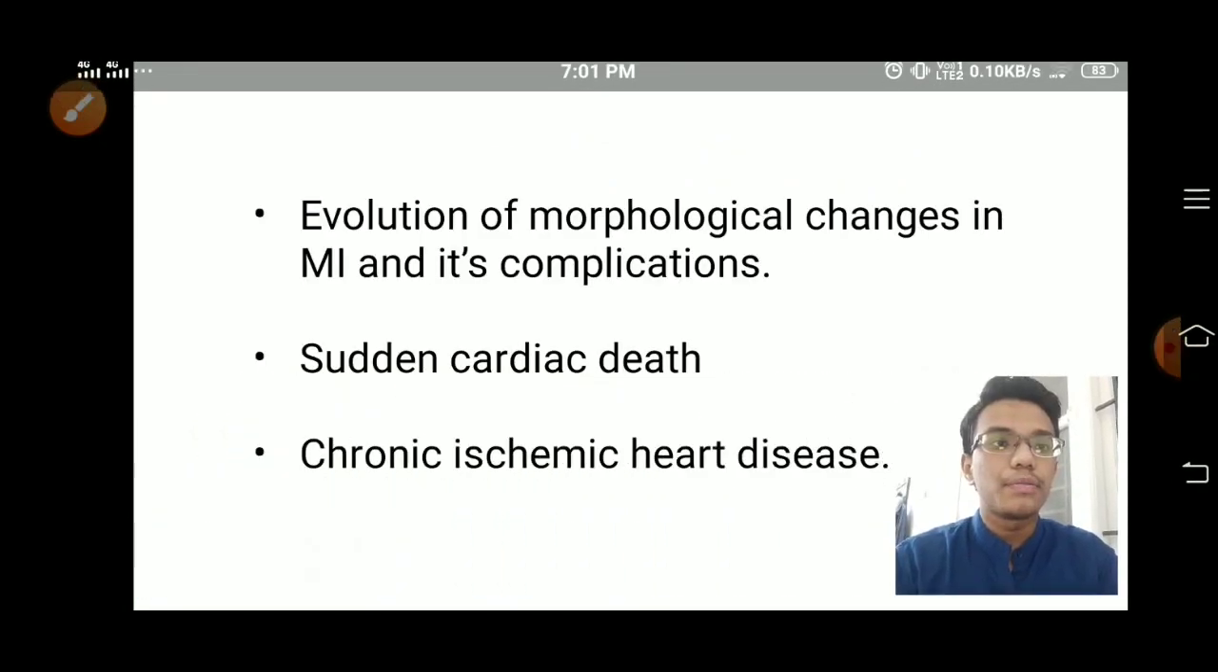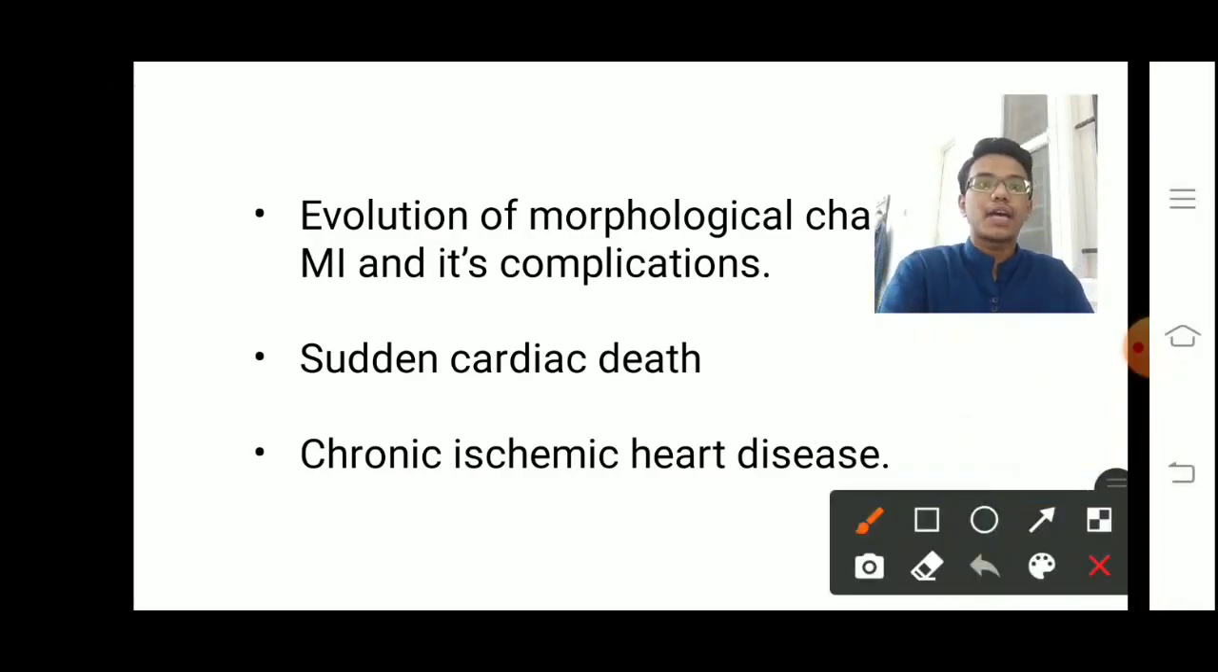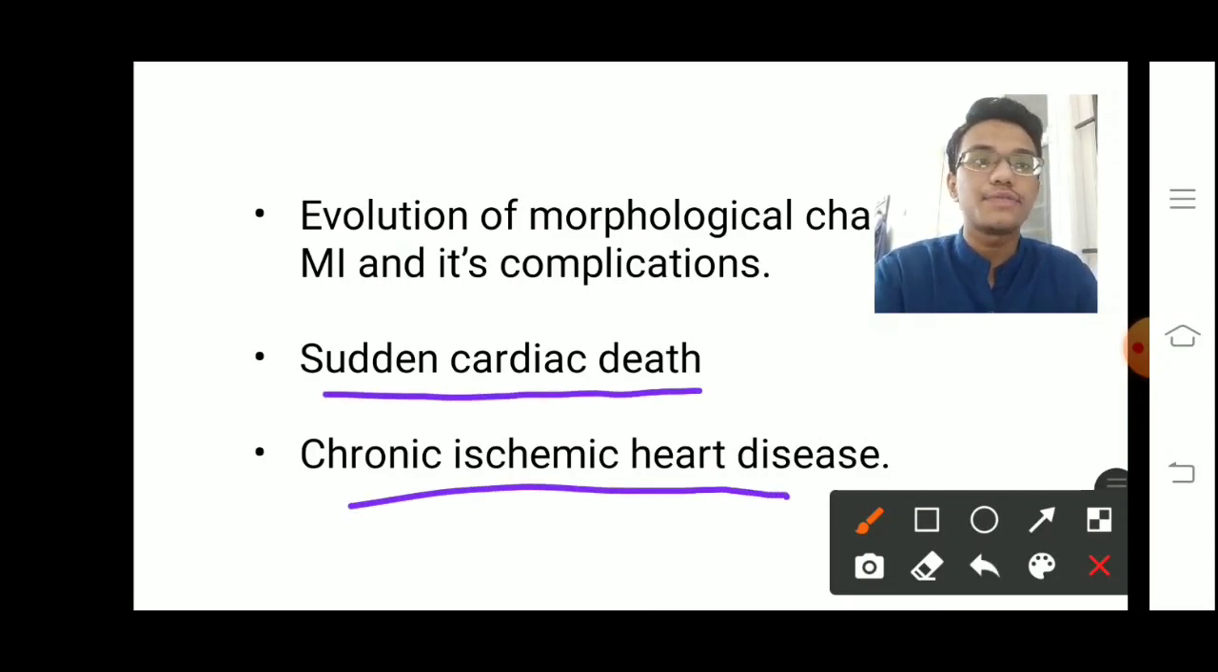So in this topic we will learn about the evolution of morphological changes in MI and its complications. As you know, in the last topic we had discussed in depth about myocardial infarction: the definition, the pathophysiology, and also the clinical features, risk factors, treatment, as well as some investigations. Now we will discuss the morphological changes, that is, the microscopic changes and the macroscopic or gross features in myocardial infarction, and the complications of MI. Along with that, the other two types of ischemic heart disease, sudden cardiac death and chronic ischemic heart disease, we will be dealing with now.